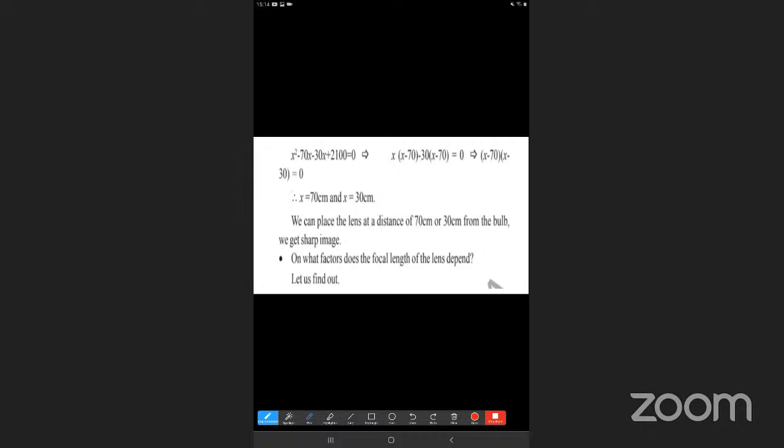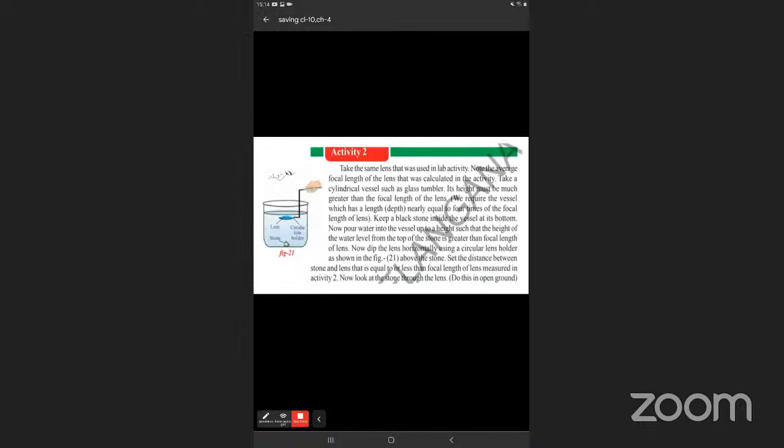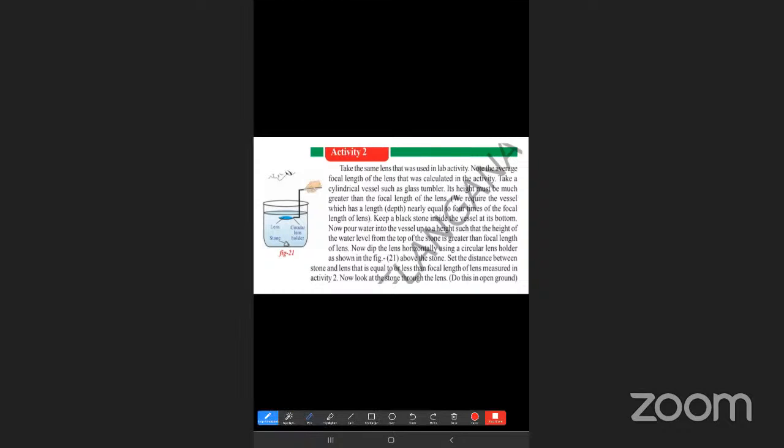On what factors does the focal length of the lens depend? So let us find out that, by doing an activity. Now, take the same lens that was used in the lab activity, right? The same lens we are using here. Yes, a convex lens only we are using. So note the average focal length of the lens, which was calculated in the activity.